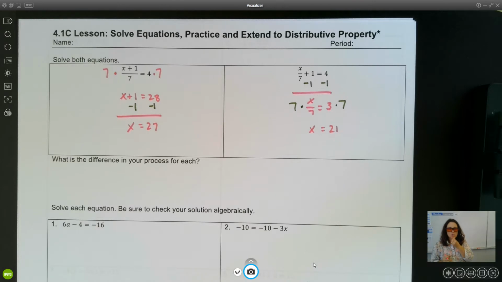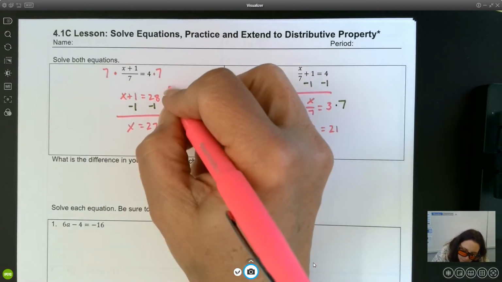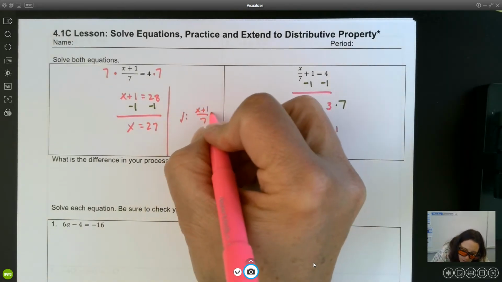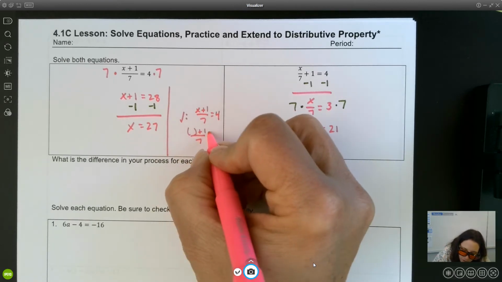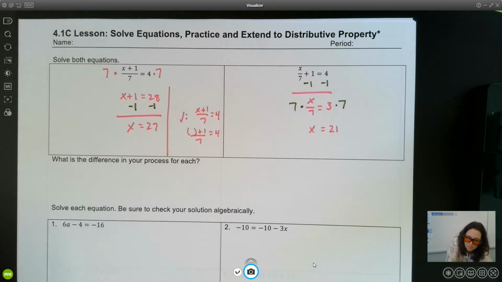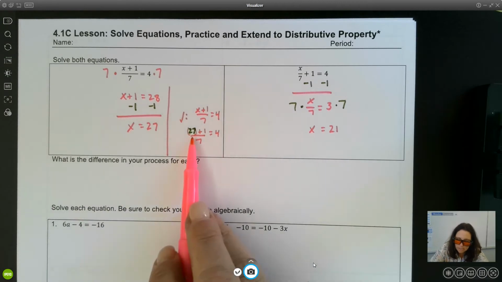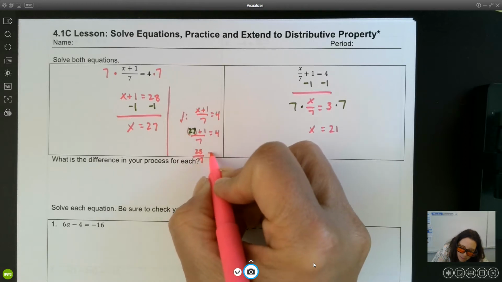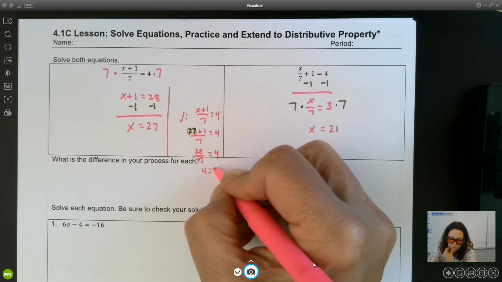Now let's look at the check for both of these. The check for both of these, let me squeeze that in right here for this guy. All right, so I've got x plus 1 over 7 equal 4. So I'm going to have parentheses plus 1 over 7 equal 4. And in that parenthesis, I'm putting in this 27. Well, 27 plus 1 is 28 over 7 equal 4. And what's 28 over 7? 4 equal 4, that checks out.